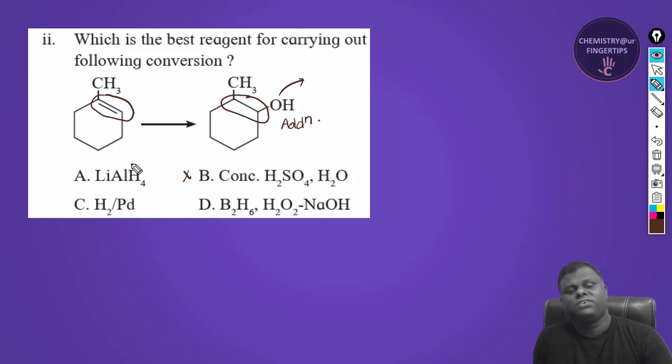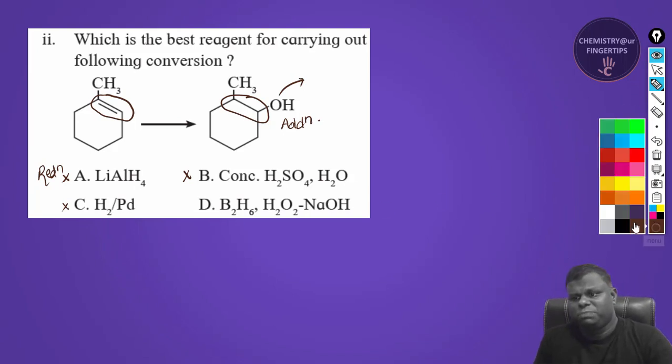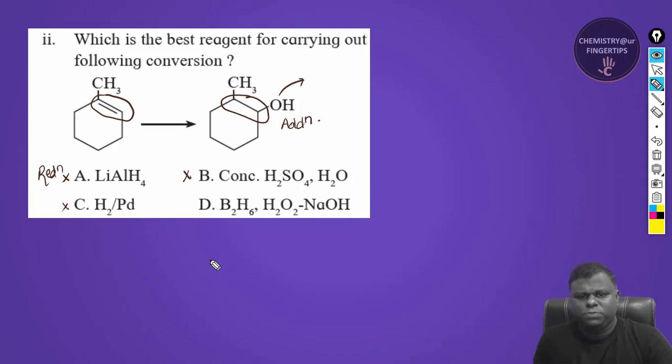Now this is reduction, right? So this is basically reduction, and by doing reduction you can only introduce hydrogen. So this is going to be out of choice. This is going to be out of choice again. This is reduction. So the only possible option is basically option D, which is nothing but using diborane, B2H6, H2O2, right, in a basic medium.